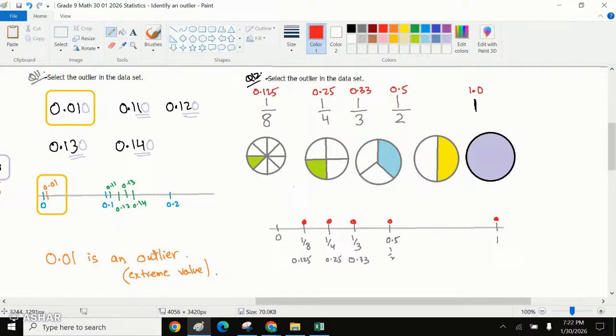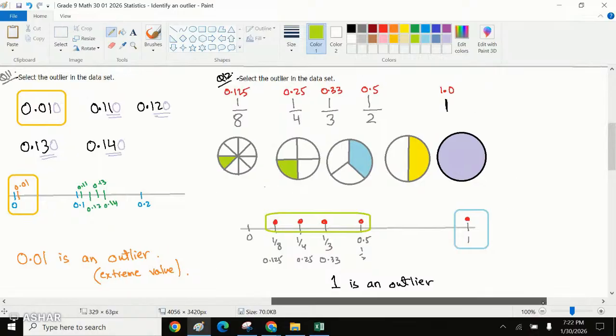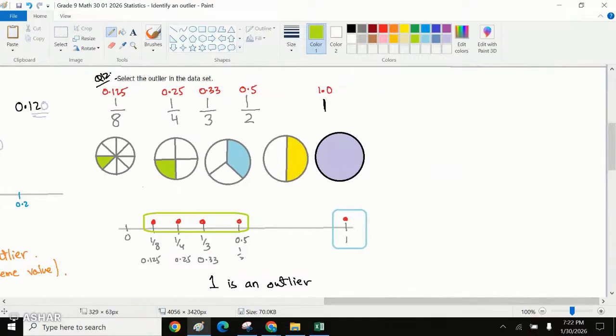If we are looking at fractions, we know that in this particular case, 1 is the outlier. 1 is an outlier because all of these values are very close to each other. Agreed? Only 1 is so far away. So it does not matter what kind of values we have. If we have decimal numbers, if we have whole numbers, or if we have fractions, right? We can always find an outlier. An outlier would always be an extreme value, okay?